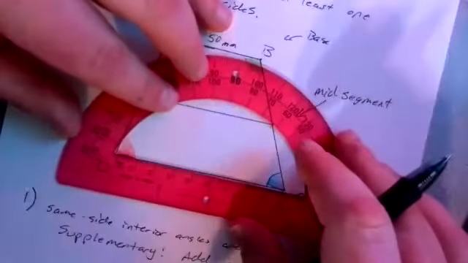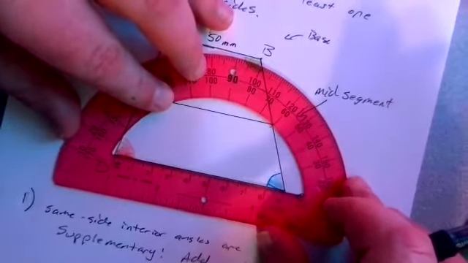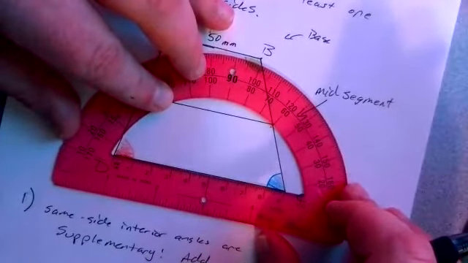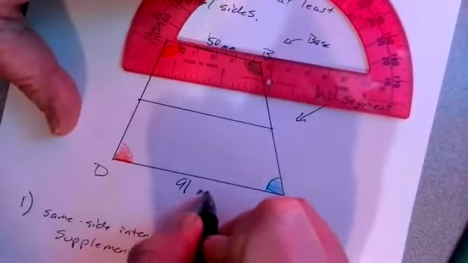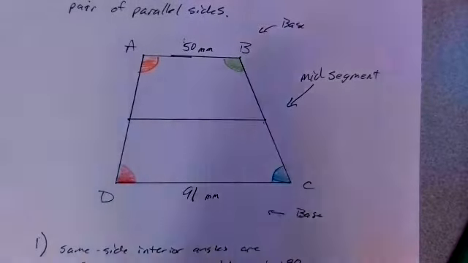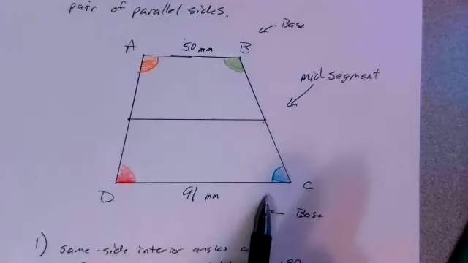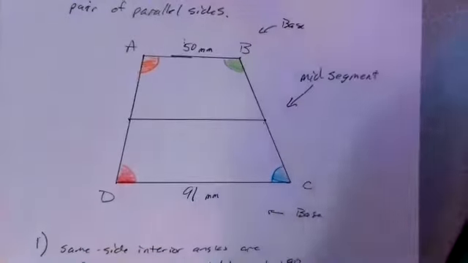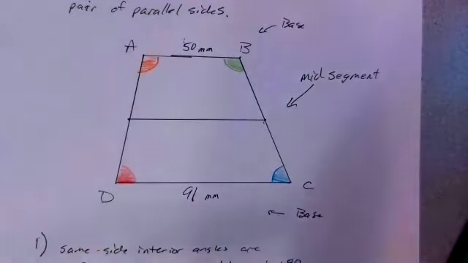And then the distance on the bottom one, let's call it 91. Here we have 91 millimeters. Okay. So if I know the distance of the first base and the distance of the second base, what do you think is the distance of the mid-segment? How would we go about finding it?